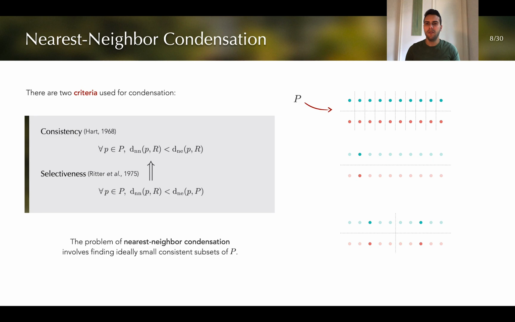If we're given this initial training set as an example, this is an example of a minimum cardinality consistent subset, and this is an example of a minimum cardinality selective subset. And in general, the problem of nearest neighbor condensation involves finding ideally small consistent subsets.